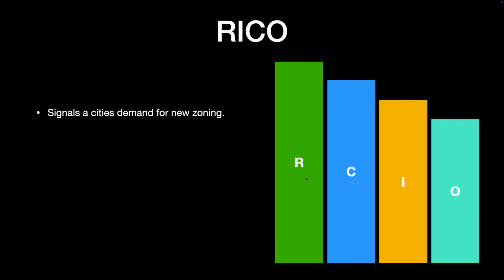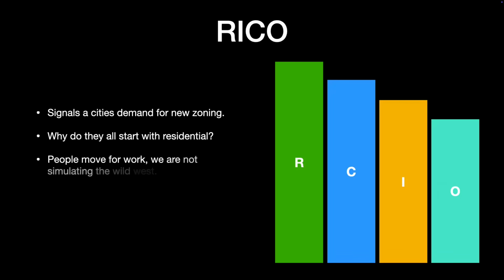You have the residential, the commercial, the industrial, and the office. Why do they all start with residential? This is something I notice in all city builders. When you go to a new city builder, the residential is the first need. I have a different mentality. I think the C and the I should be first.